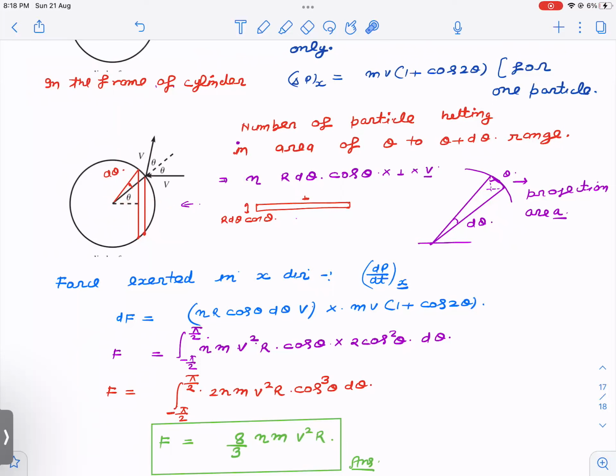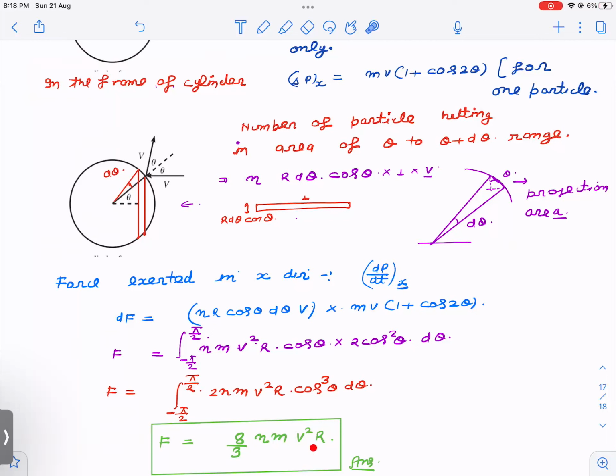And this now you know how to integrate. You can use the formula of cos cube theta, or you can just write cos square theta as 1 minus sin square theta and integrate, right? So that integration calculation I have not shown here, that you can do by yourself. So the drag force will be equal to 8 by 3 n m v square r. So this quantity n is the number of particles per unit volume, m is the mass of one particle, so n m is the density. So this is the force, 8 by 3 eta m v square into r.